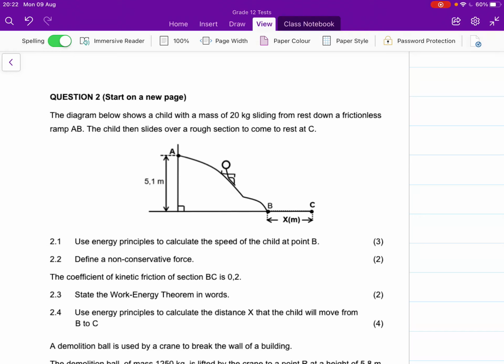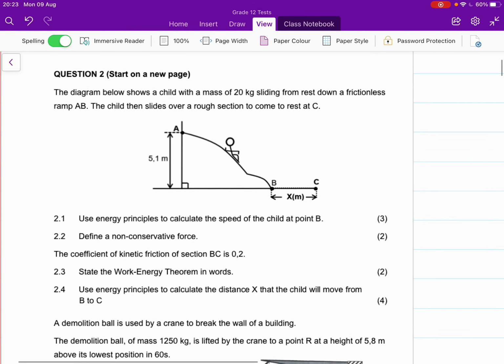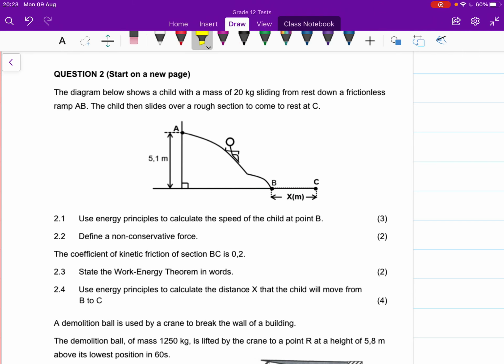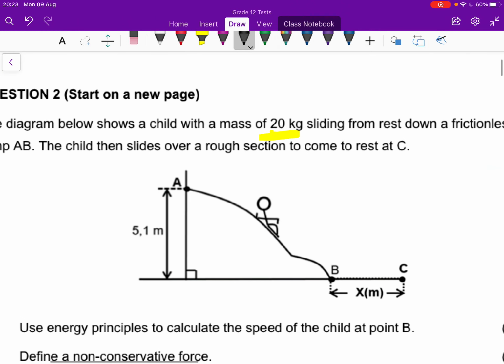Alright, grade 12s. Let's look at question 2 of the June control test, term 2. They tell us that a diagram below shows a child with a mass of 20 kilograms sliding from rest. So over here, my initial velocity is 20 meters per second.